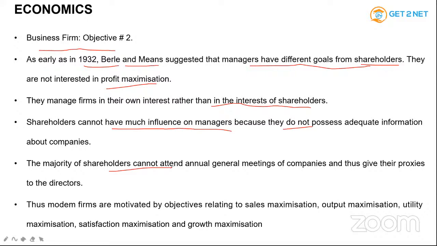So apart from profit maximization, what are the other objectives? Other objectives are sales maximization, output maximization, utility maximization, satisfaction maximization, and growth maximization. Apart from profit maximization, these are the other objectives that the organization has. We will handle each one individually now.